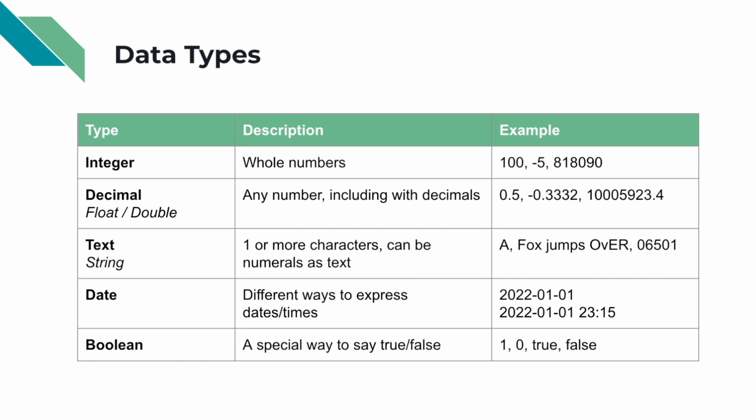Text is commonly referred to as a string, and it's one or more characters, and you can use numerals as text, or you can use, obviously, lowercase and uppercase letters. Dates frequently come in just date form, or they might come with hours, minutes, seconds, milliseconds, nanoseconds. They might come in a variety of formats, and actually sometimes are a little bit of a pain in data science. Finally, the last common one you might hear is a Boolean, which just means it's a binary variable, or a special way to say true or false. It can only take a 1 or a 0, a true or a false.